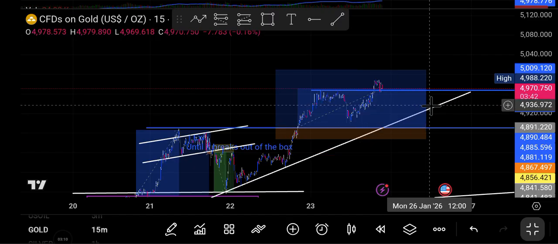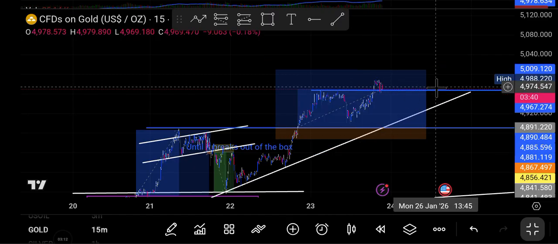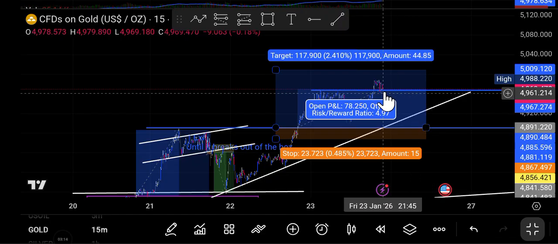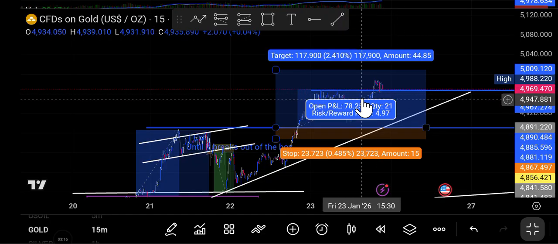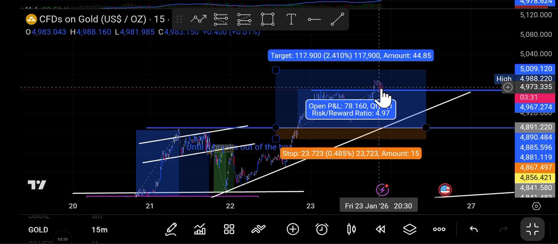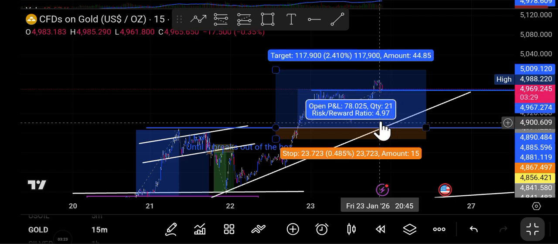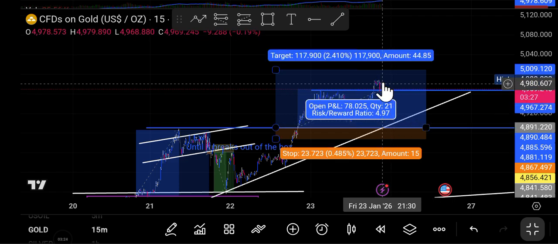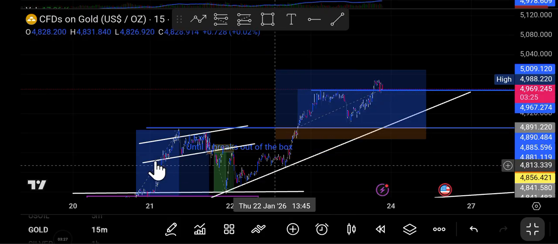So let me just remove this. Okay, if it breaks this line over here, I'm going to exit. That's a trend change. And if it breaks down here, I'm taking a sell to this trend line, and the stop loss will be just as tight as possible.